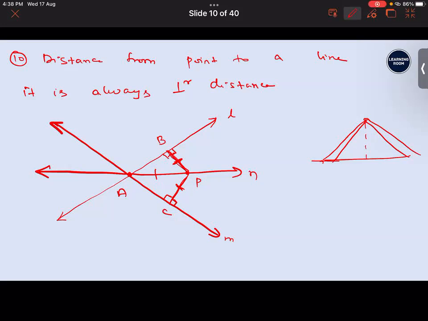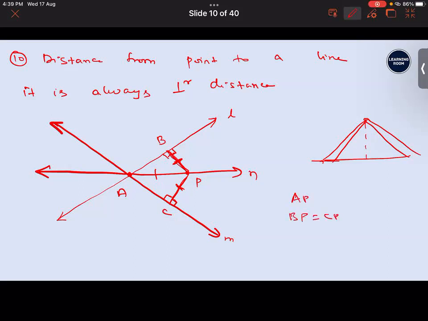Side, it's not side. I use ASA. You can prove it using SSS criteria, right? Yes. You can prove it as AP is common. See, AP is common. BP is equal to CP.